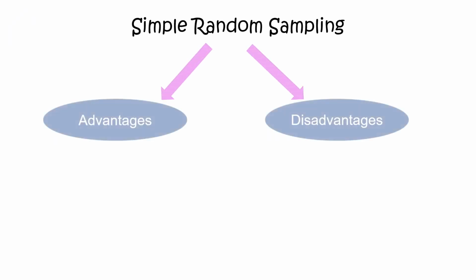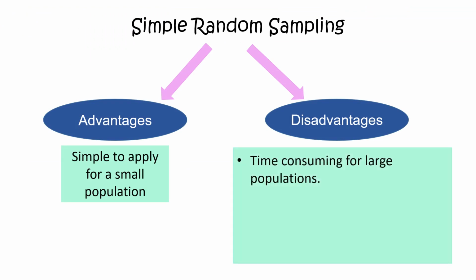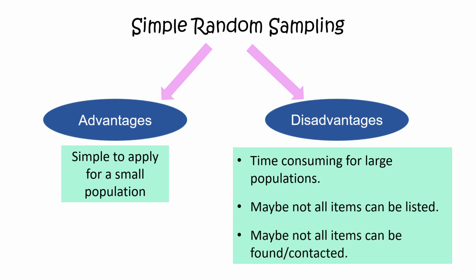So simple random sampling has advantages and disadvantages. It is simple to apply for a small population, and the disadvantage is that it is time consuming for a large population and may not include all items. And maybe not all items can be found or contacted.